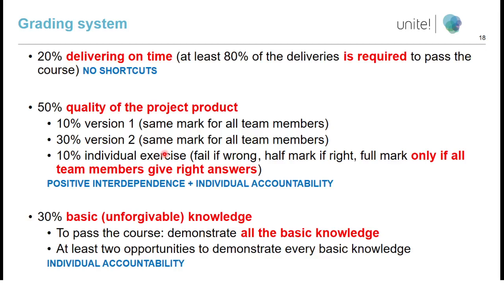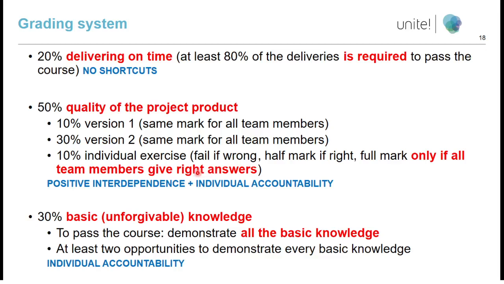Look at the way in which each student's grade is determined. Fail if the answer is wrong. Half mark if the answer is right, and full mark only if all team members give right answers. In this way, positive interdependence is introduced into the activity in such a way that the success of each student depends on their teammates also doing their work well. Thanks to positive interdependence, each student will try harder not to harm their teammates and will ensure that their teammates are involved and do a good job.